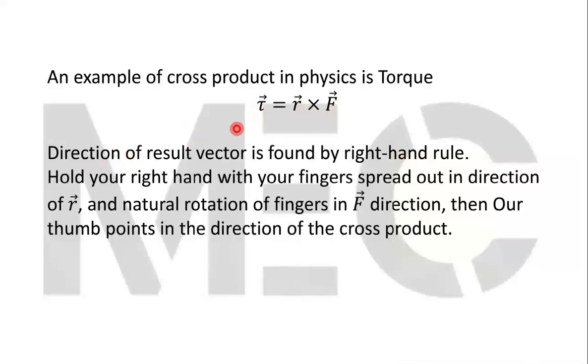Let's talk about how we can find the direction of tau, or direction of the cross product. The direction of the result vector is found by the right-hand rule. Hold your right hand with the four fingers of your right hand in the direction of R, the first vector. The natural rotation of fingers is in the F direction, so if you rotate the four fingers of your right hand, they must show the second vector, or F direction.